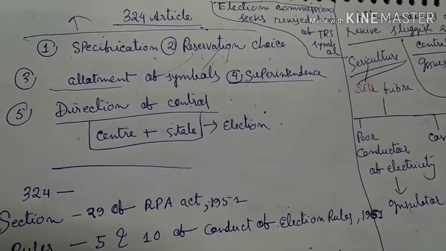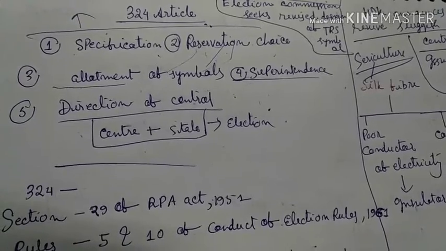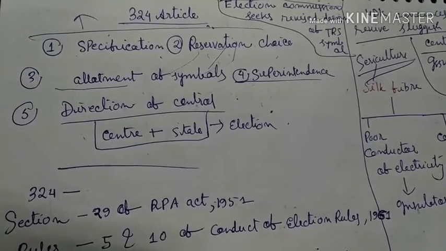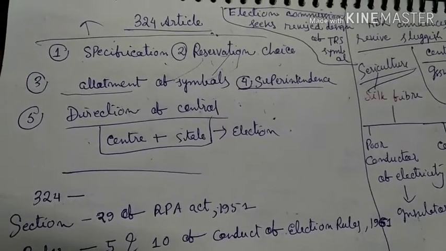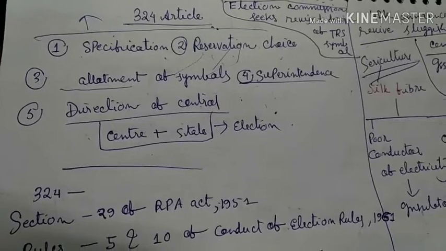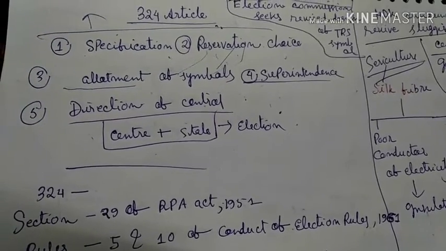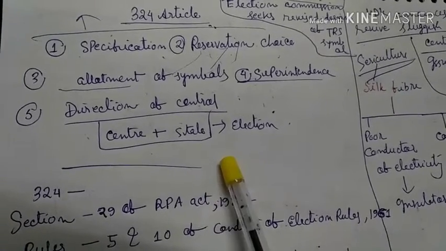One important article I have found here today is "Election Commission seeks revised design of TRS symbol." This article brings the reference of the power and authority of Election Commission regarding the symbols used in election. So let's see what the provisions are. Article 324 is related to Election Commission. So what is the power of Election Commission regarding symbols?